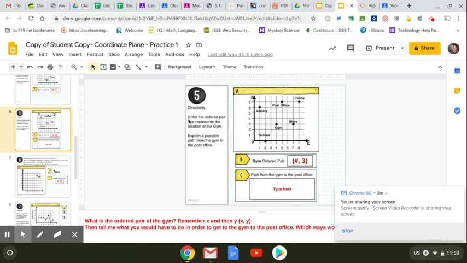This one says, enter the ordered pair that represents the location of the gym. So that means you need to find the gym, which is right here. How many did you go over on the X? And then how many did you go up? You would enter the pair. Then you're going to tell me, how would I go from the gym to the post office? Would you move up? Would you move down, left, right? How would I move to get to the post office? That's what you're going to tell me.